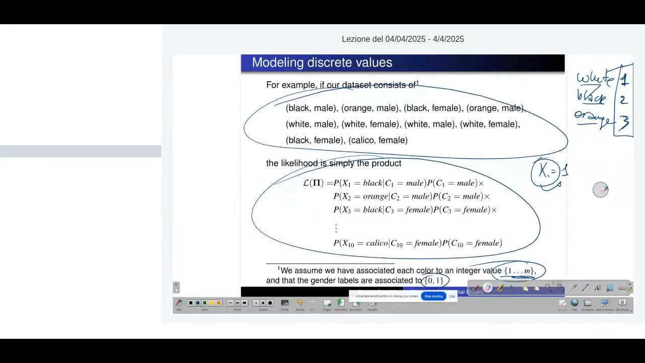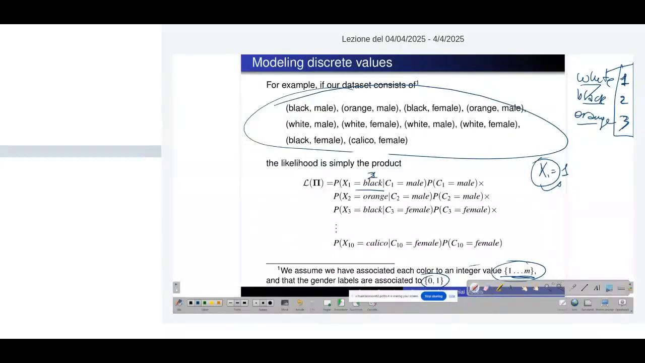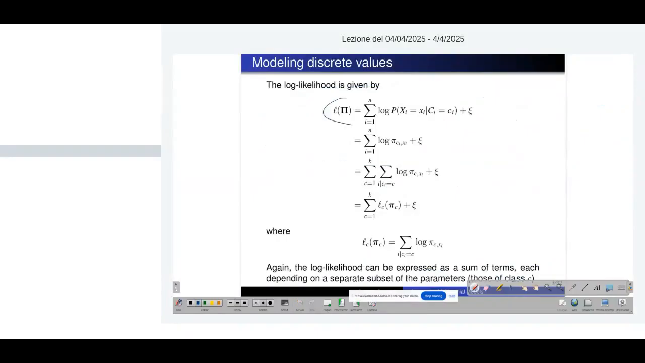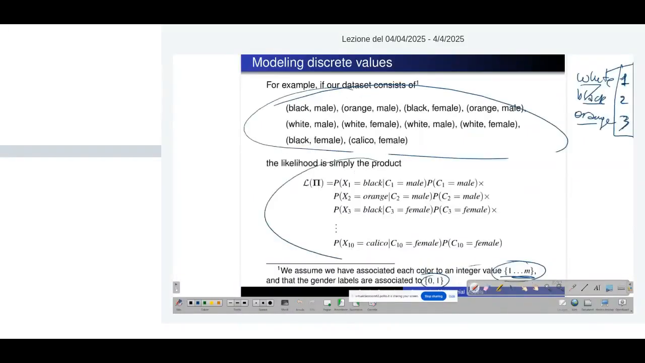Now, this is the likelihood. So now when I write this, you can imagine that what I'm writing here is actually x equal 1 or x equal 2. Black becomes a symbol for 2, while male becomes a symbol for class 1. Now, as usual, our goal is to maximize the likelihood. Notice that the likelihood is defined in terms of the parameters.